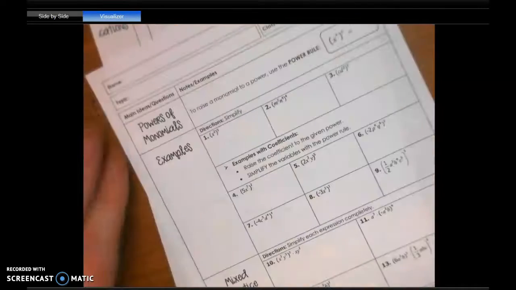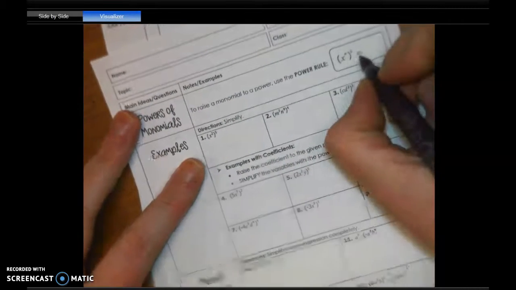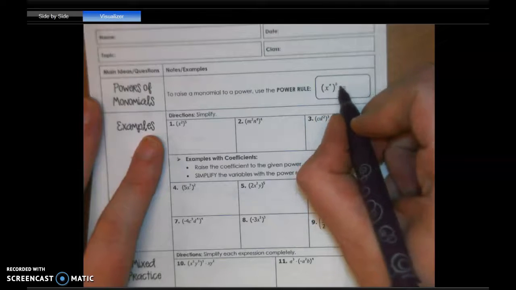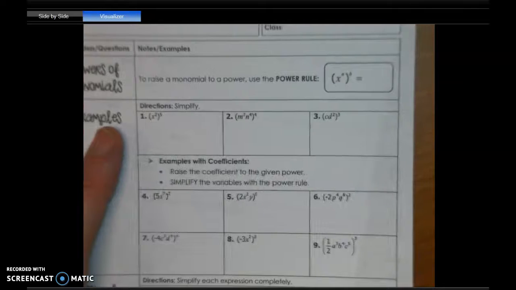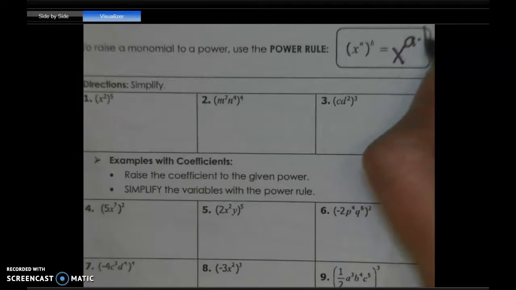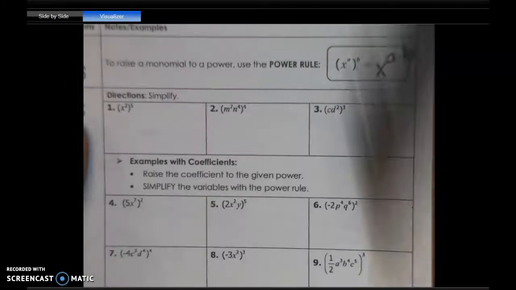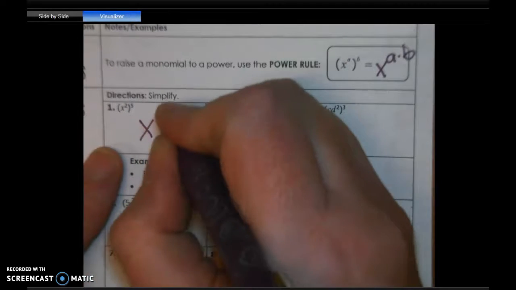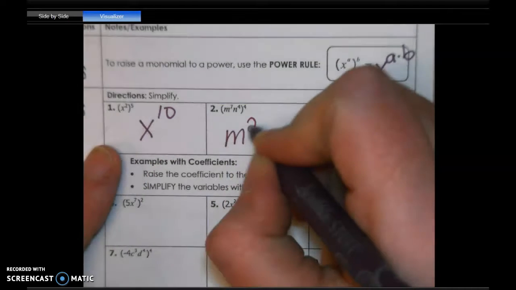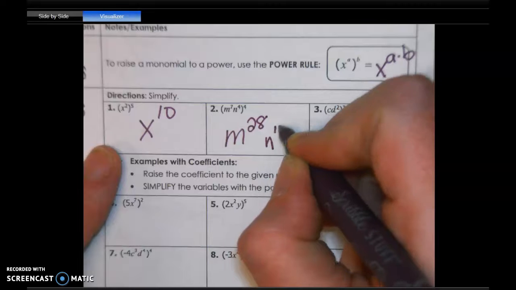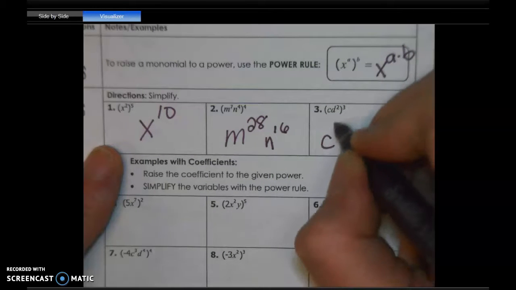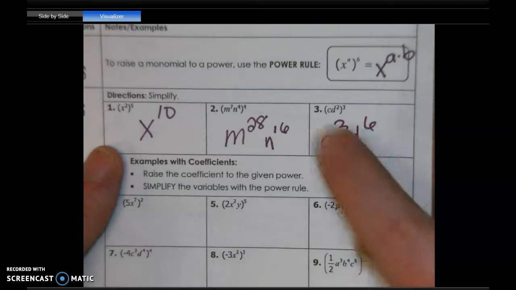Okay, let's look at this. When we're raising a power to a power, let me zoom in. When you're raising a power to a power, you're going to multiply A times B. So here we've got x to the 10, because 2 times 5 is 10. This one, m to the 28, n to the 16, because 4 times 4 is 16. This one, c to the 3, d to the 6. 2 times 3 is 6.